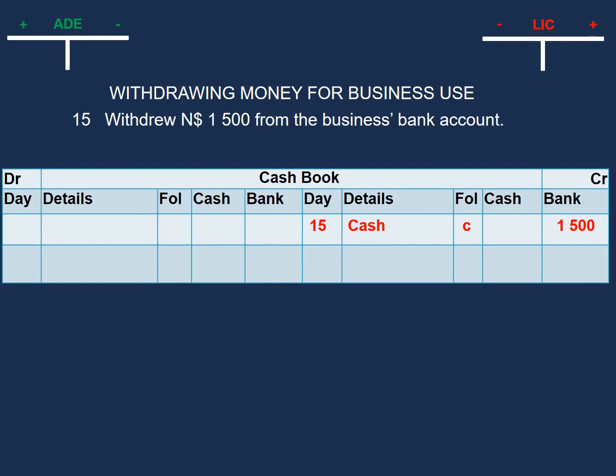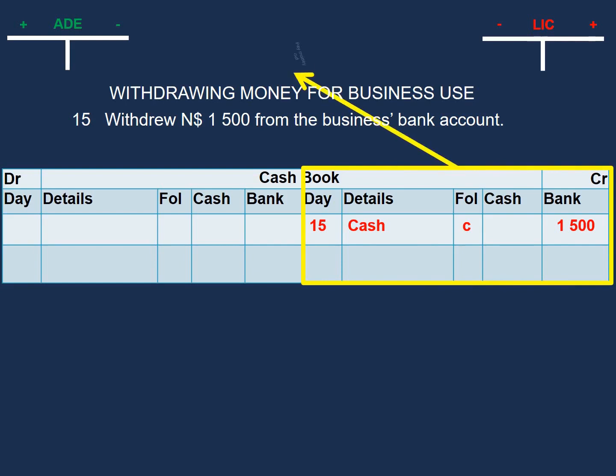The amount will be in the bank column because the bank is the one paying out the money, and the details in the description will be cash. And again, in our folio column we will enter a C, which stands for contra entry. And when we credit our cash book, it means that we are paying money out.